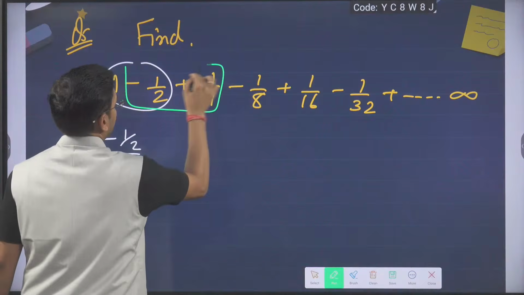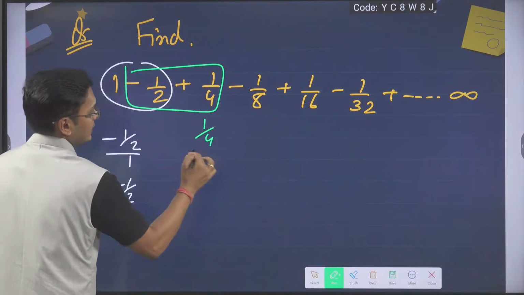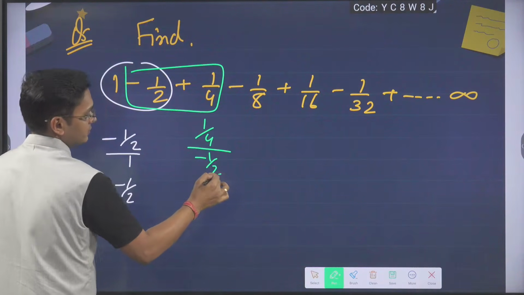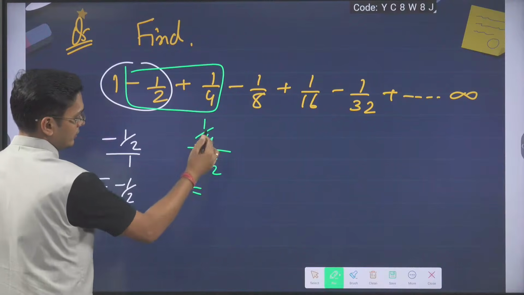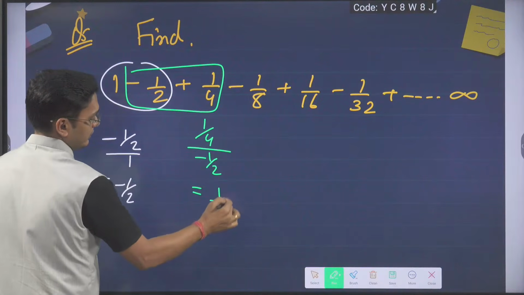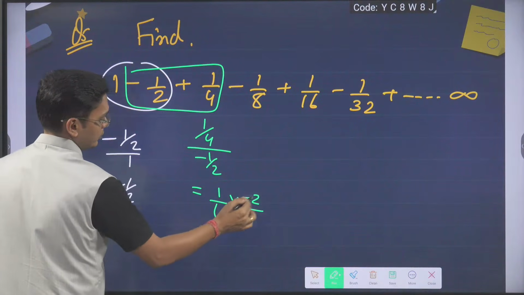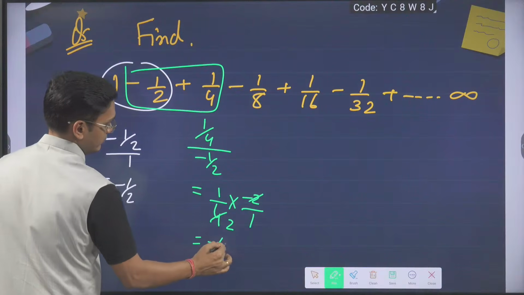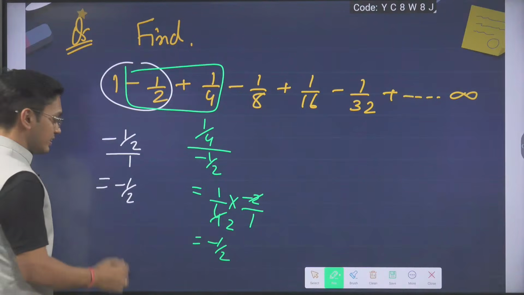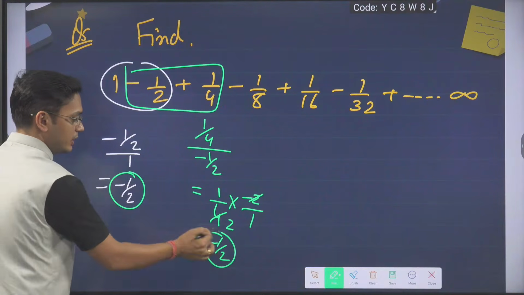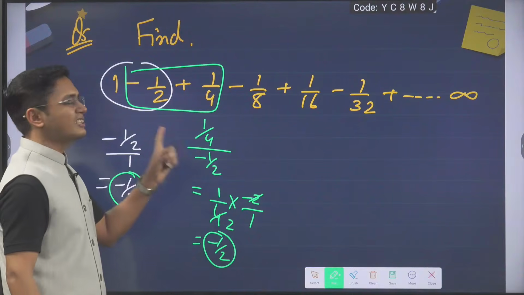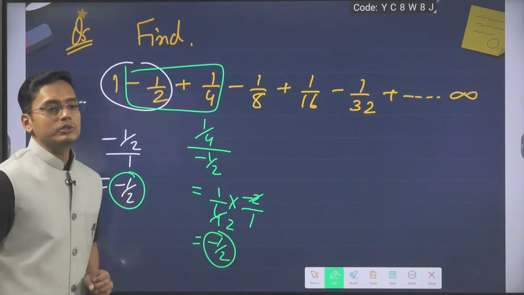Second, if we take these 2 terms, here, can you see this is 1 upon 4 divided by minus 1 by 2. So this is coming out to be what? This becomes 1 by 4 into minus 2 by 1, 2 times. This is minus 1 by 2. That means minus 1 by 2, minus 1 by 2, these are matching. That means this is GP. And this minus 1 by 2 is the value of R.